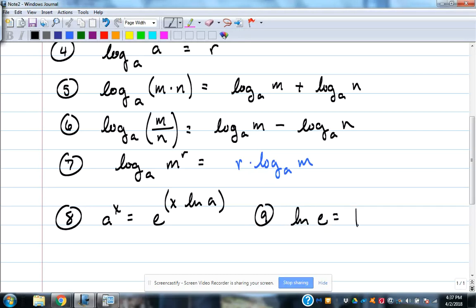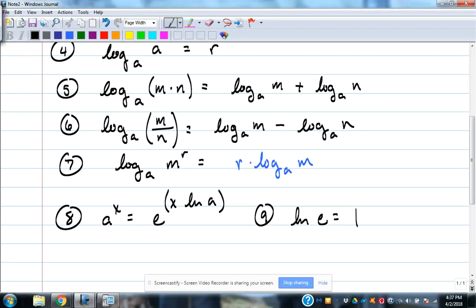The natural log of e is equal to 1. That's just like log base a of a. What's that? A is just a variable. Okay, thank you. It's just a variable. E is the exponential number, and x is a variable. A is just some arbitrary other variable or number. It doesn't matter.